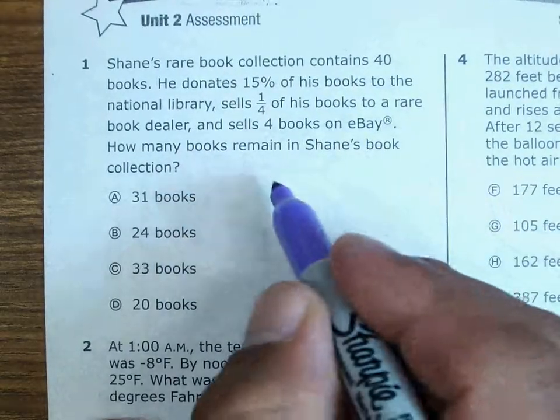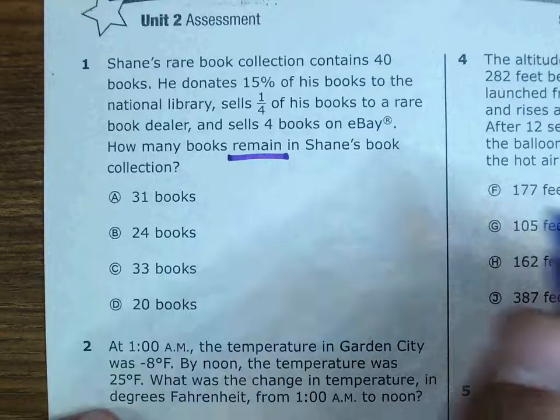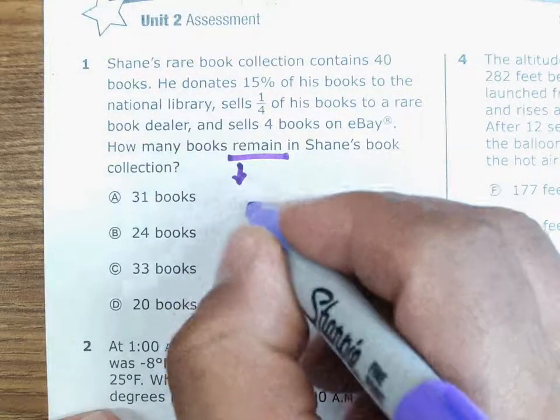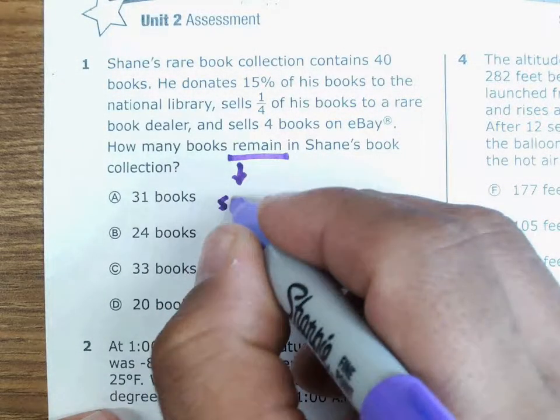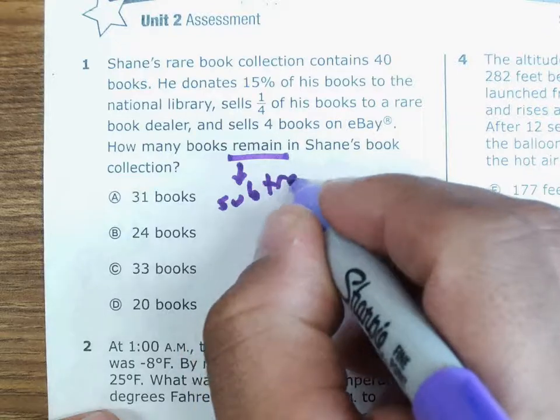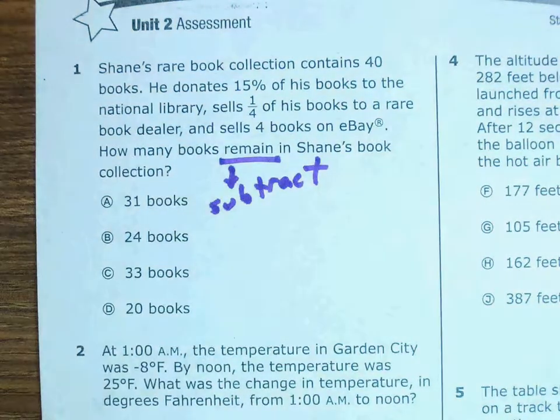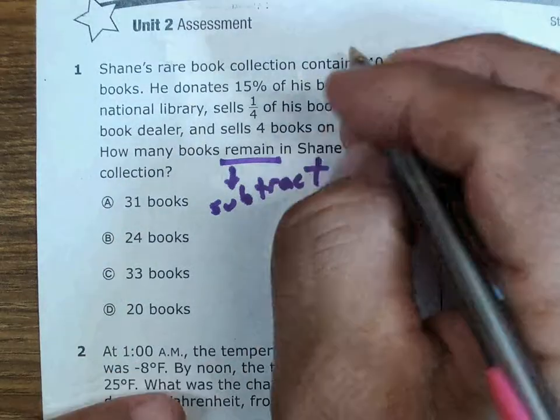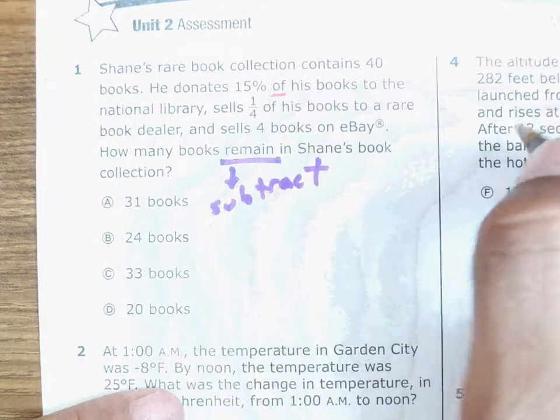The question is, how many books remain? Remains, you should know, is an operation. That means subtract. So that means a subtraction. So we have a subtraction issue there. Okay. And then it says, also, he donates 15% of.